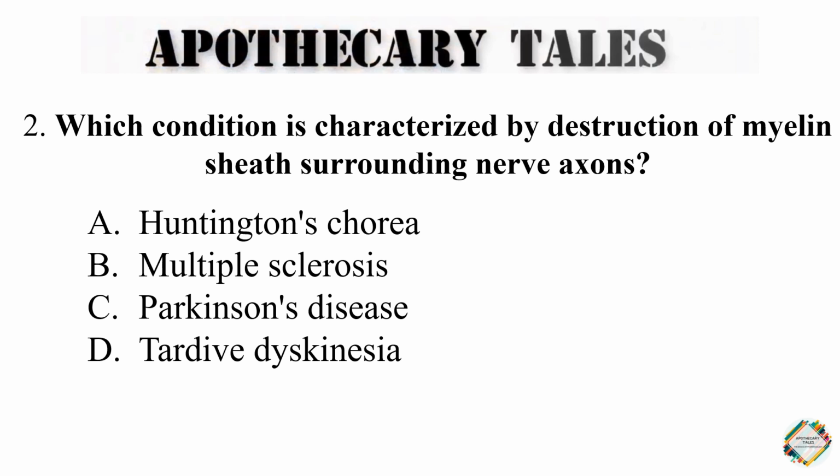The fourth option is tardive dyskinesia, which is basically a nervous system condition leading to repetitive involuntary movements, and this usually happens due to the long-term use of psychiatric drugs. Most of the time, Parkinson's disease and tardive dyskinesia are usually misunderstood. Here, Parkinson's disease usually happens immediately with the use of certain antipsychotic drugs, whereas tardive dyskinesia usually happens after long-term use of the psychiatric condition. So among these options, definitely as discussed, the condition that is characterized by destruction of myelin sheath surrounding the nerve axons is multiple sclerosis.